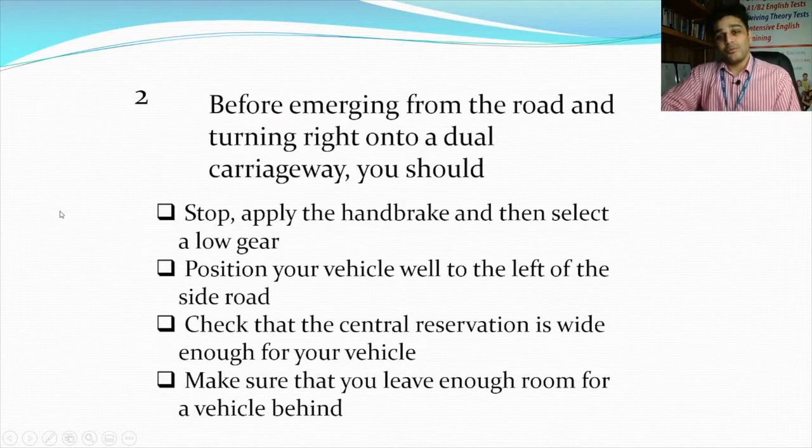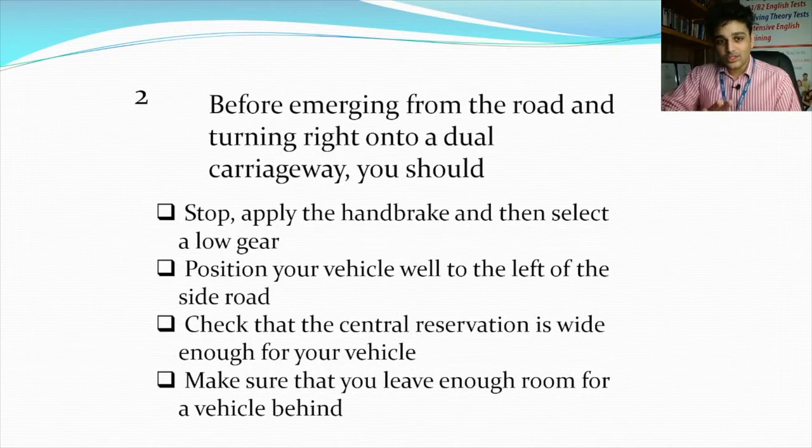Question number two. Before emerging from the road and turning right onto a dual carriageway, you should stop, apply the handbrake, and then select a low gear, position your vehicle well to the left of the side road, check that the central reservation is wide enough for your vehicle, or make sure that you leave enough room for a vehicle behind. Again, let's slow it down. Let's read the question twice and see if we understand it.